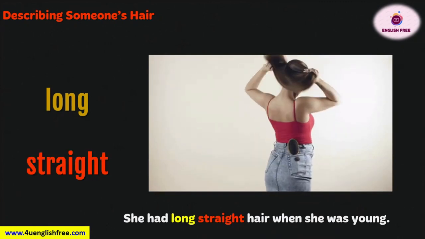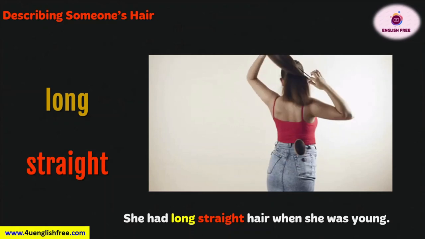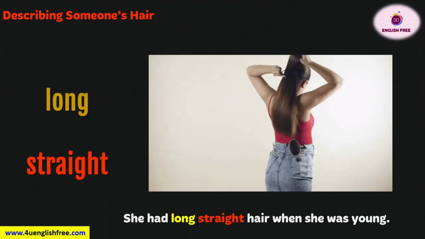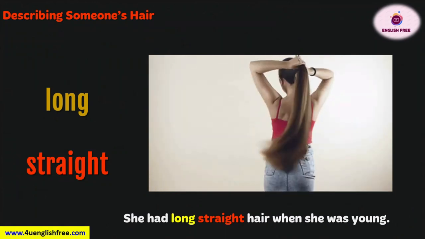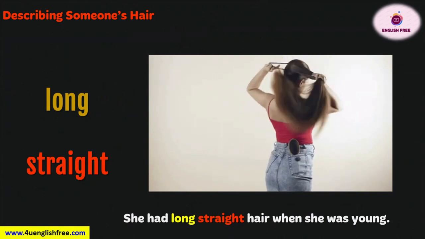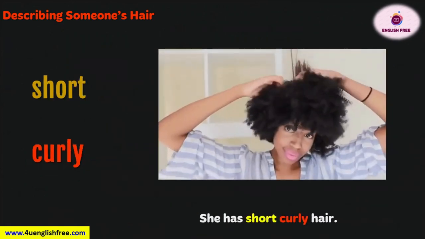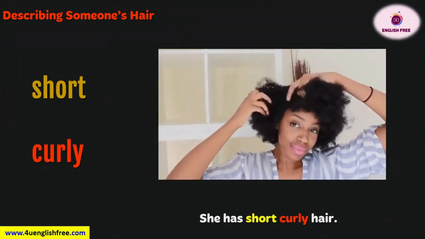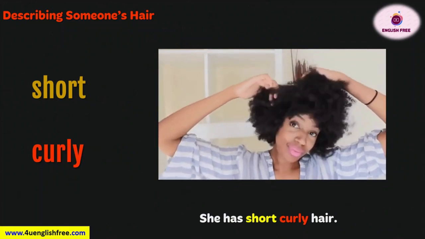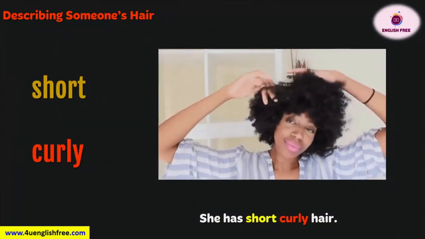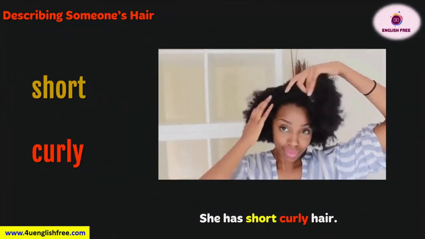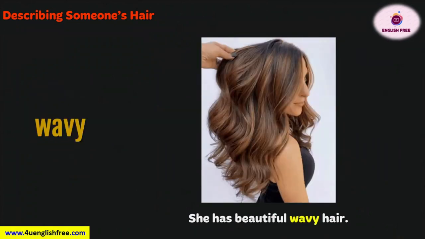Long. Straight. She had long straight hair when she was young. Short, curly. She has short, curly hair. Wavy. She has beautiful wavy hair.